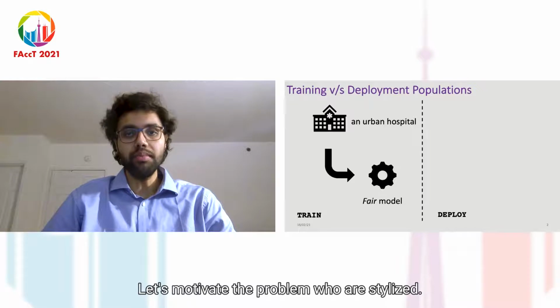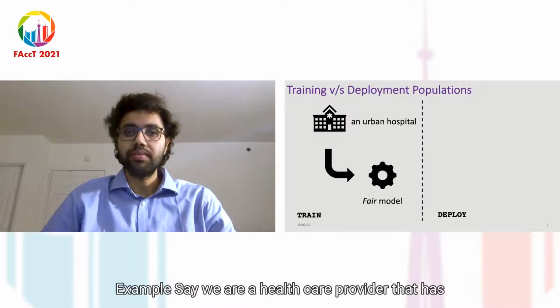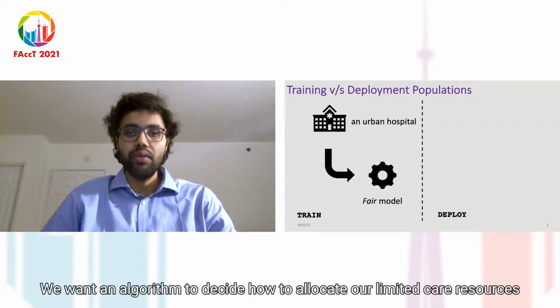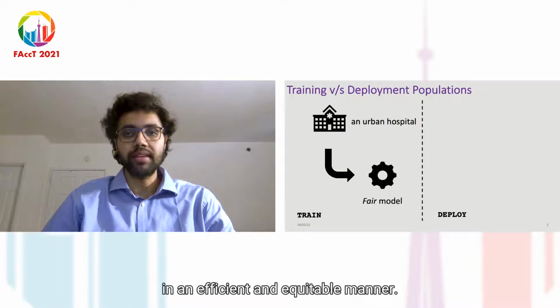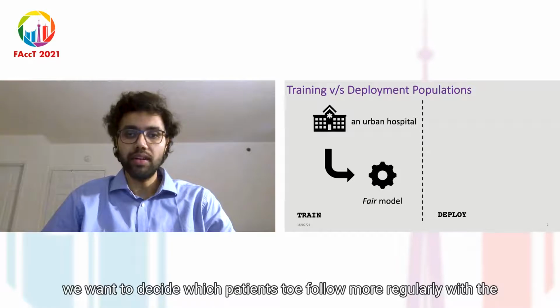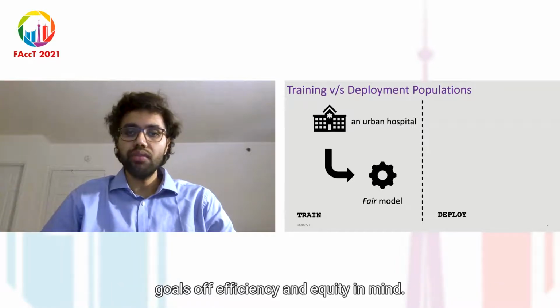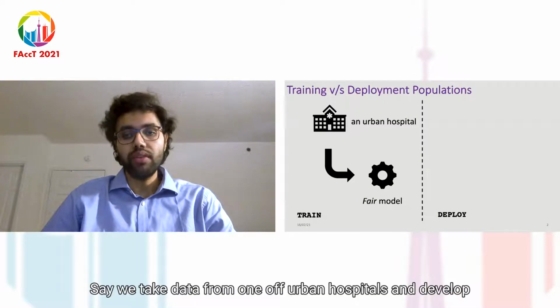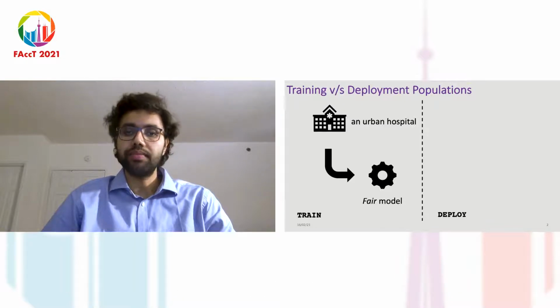Let's motivate the problem through a stylized example. Say we are a healthcare provider that has multiple hospitals across the country. We want an algorithm to decide how to allocate our limited care resources in an efficient and equitable manner. For example, we want to decide which patients to follow up more regularly. With the goals of efficiency and equity in mind, say we take data from one of our urban hospitals and develop a fair machine learning model.